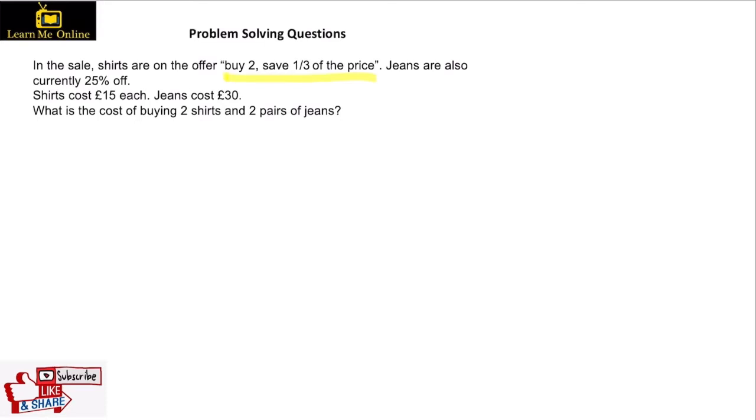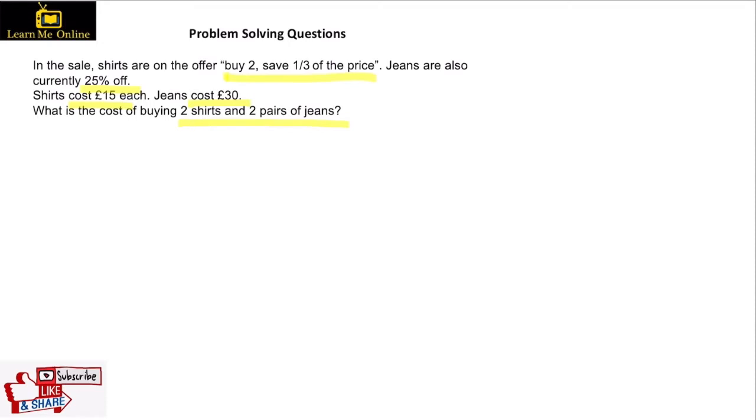Jeans are also currently 25% off. Shirts cost £15 each and jeans cost £30 each. What is the cost of buying two shirts and two pairs of jeans? So the aim is to buy two shirts and two pairs of jeans. Because we are buying two shirts, and on buying the two shirts it is 1/3 off.